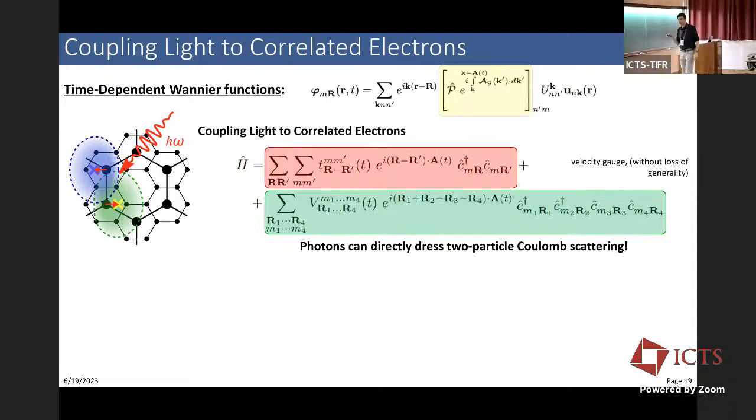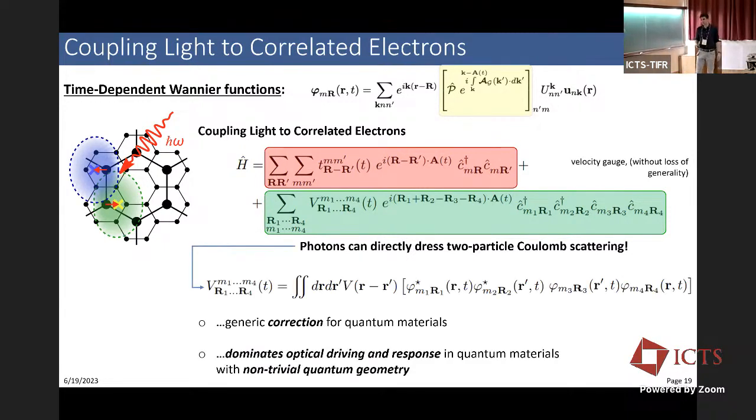But more importantly, it turns out that this effect also enters for two-particle Coulomb scattering, which now also gets a Peierls phase as soon as it's not a purely local density-density interaction. But more importantly, the Coulomb matrix element is also time dependent, because what is this? This is nothing else than overlap matrix elements of my Wannier functions with a screened Coulomb interaction vertex at low energies.